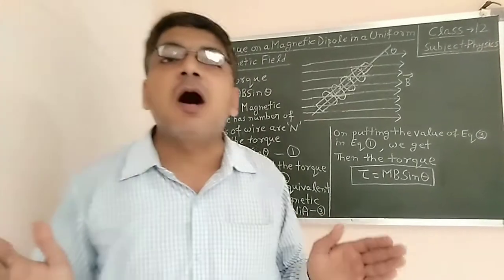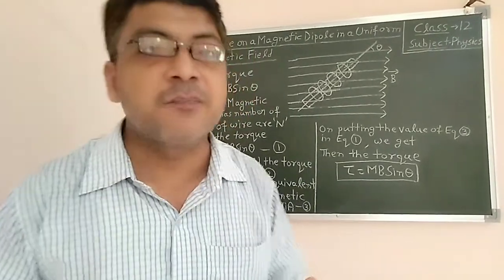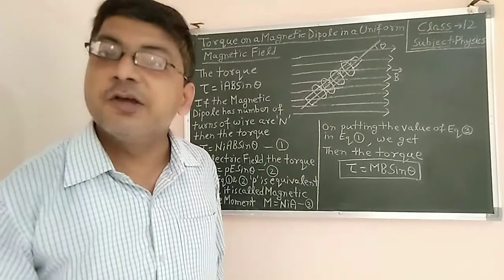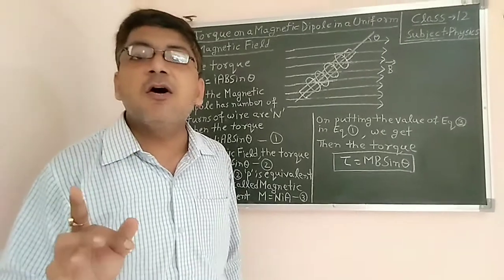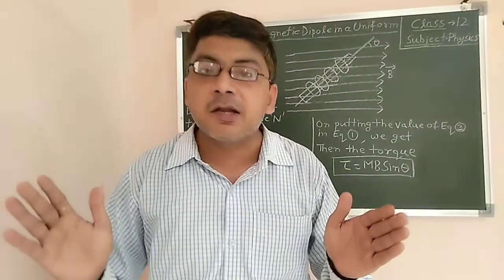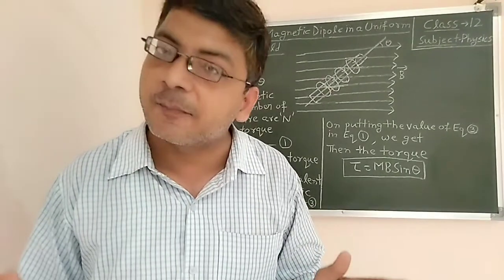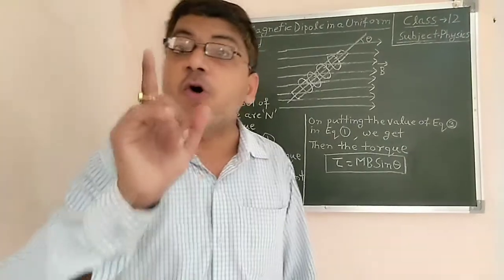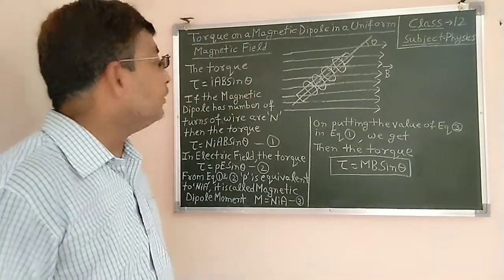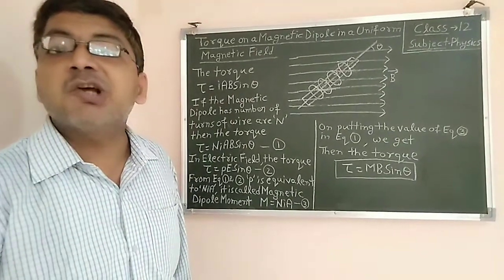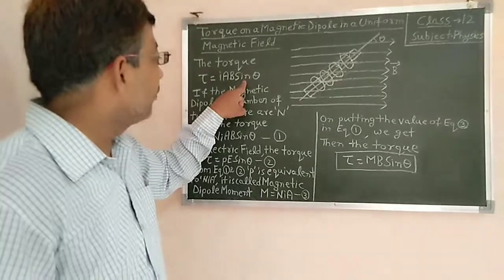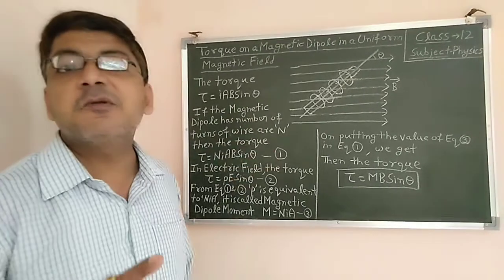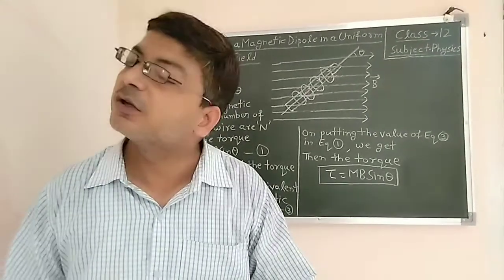Then in the previous lecture I told you about the formula of torque. Torque equals IAB sin theta, where small I is the current passing in the magnetic dipole and capital A is the area of the magnetic dipole. In this derivation, we start from this formula, not derive this formula. Clear?